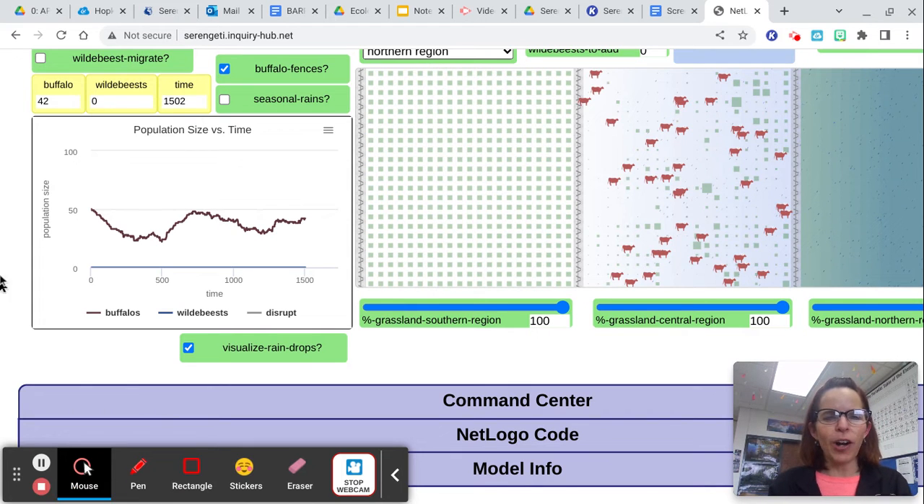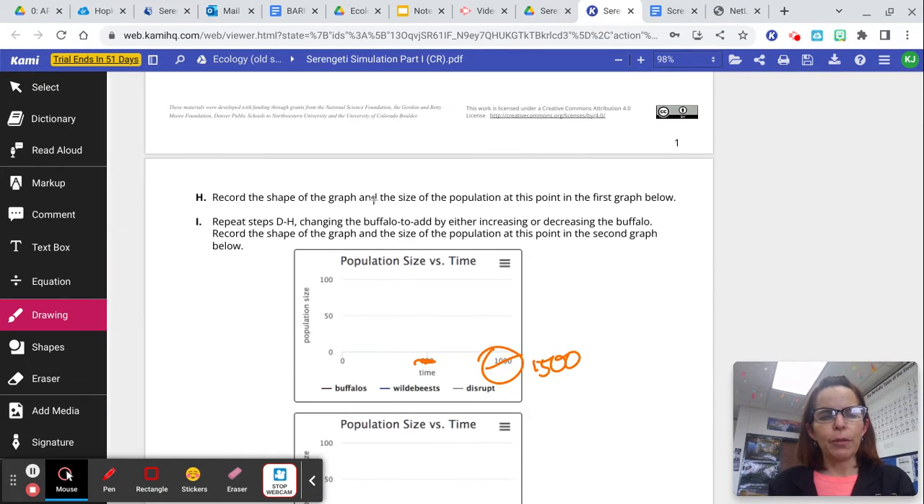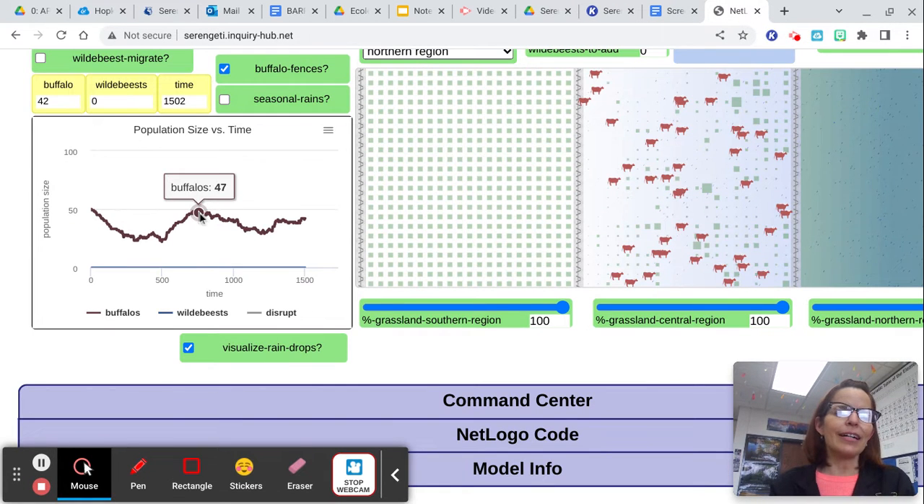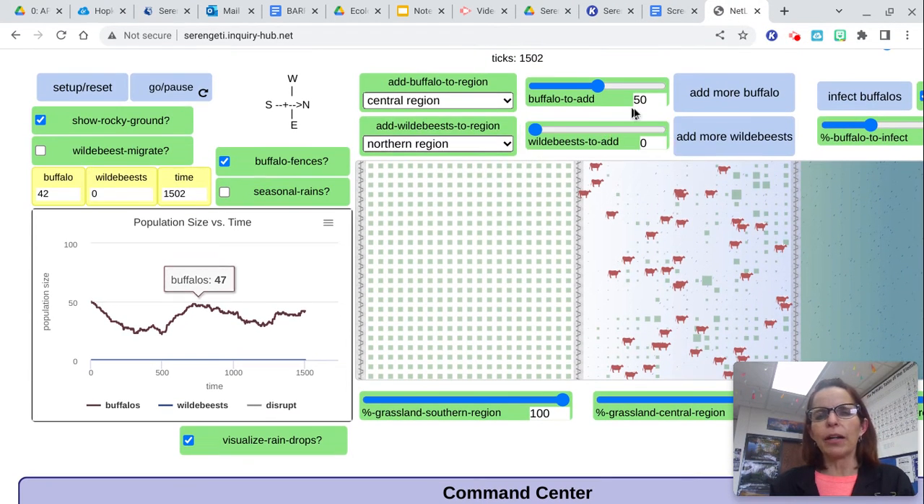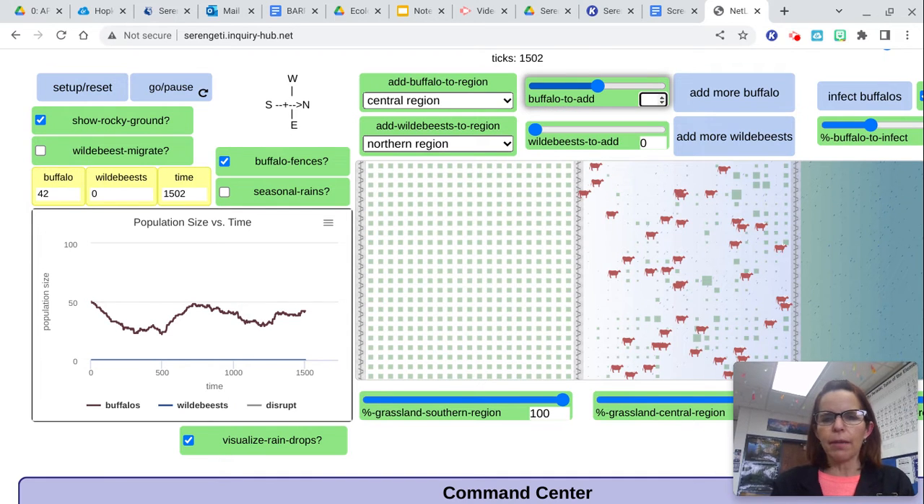So hopefully you've drawn this graph on the first one. So now we're gonna do it again. So it says, repeat steps D through H, changing the buffalo to add by either increasing or decreasing the buffalo. So we started with 50 buffalo this time. Why don't we start this time with a bigger number. Let's try 75. Let's see what happens if we start with 75 buffalo.